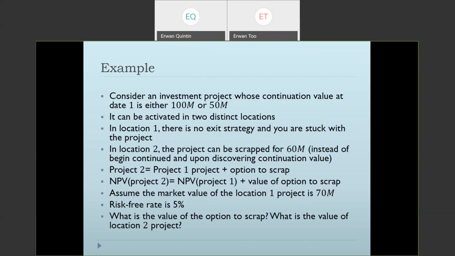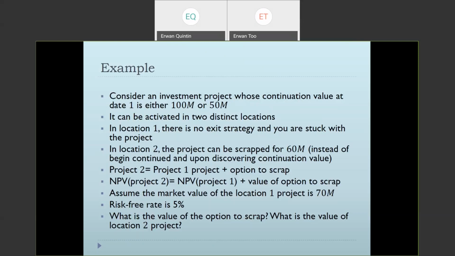I'm going to build something. I don't know yet if it's going to be very valuable or not quite as valuable, but I know it's going to be either $100 million or $50 million at some later date, for the purpose for which I developed this project. And we're going to assume that this particular project, which has continuation value of either 100 or 50 at some future date, which I'm going to discover later, can be activated in two distinct locations. So two different economies, and the project exists in both economies.